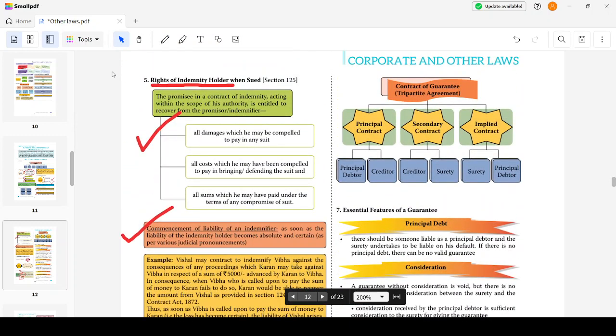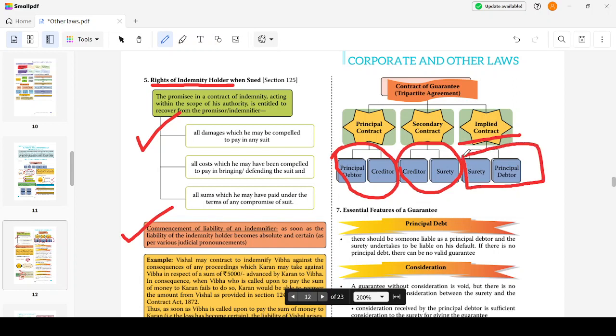Contract of guarantee: principal contract, secondary contract, implied contract. The principal contract is between those who have entered into the contract, the creditor and the debtor. The secondary contract means the surety has also signed, so it is between the creditor and the surety. Where is the implied contract? As in a contract of indemnity, whenever he makes some loss on my behalf, I am going to indemnify him. So there is an implied contract between the surety and the principal debtor.